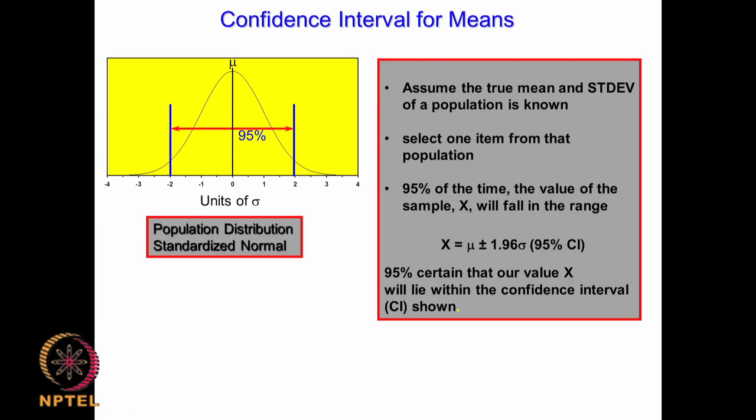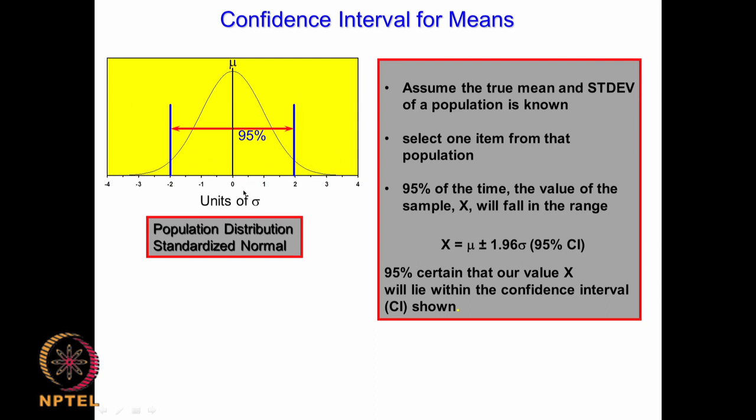Now, there is something called the confidence interval. I talked about it, right, 2 sigma, it is approximately 95%, it's actually 95.4, we take it as 95%. 3 sigma is 99.7, but we'll take it as 99%.